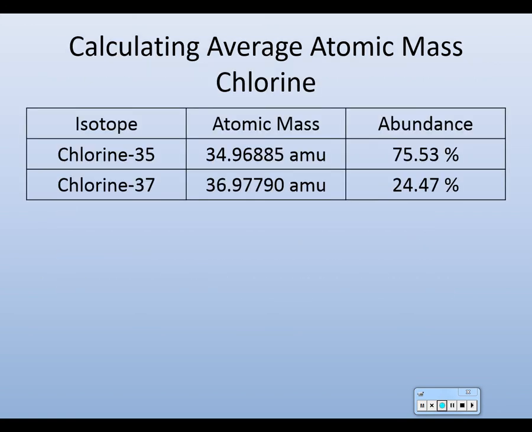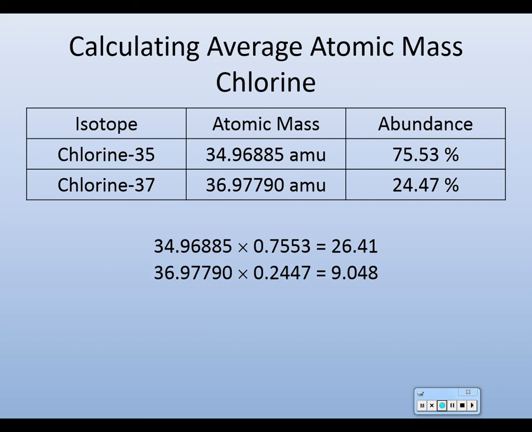Okay, so let's do this. I believe you guys have these numbers, right? Here is actual data for chlorine. That picture we saw before was just kind of a representation. Here's some actual data. So, let's calculate the average atomic mass for chlorine. 2 isotopes, chlorine 35, chlorine 37. We have to do a calculation for each of them. The formula that you use is right above there.